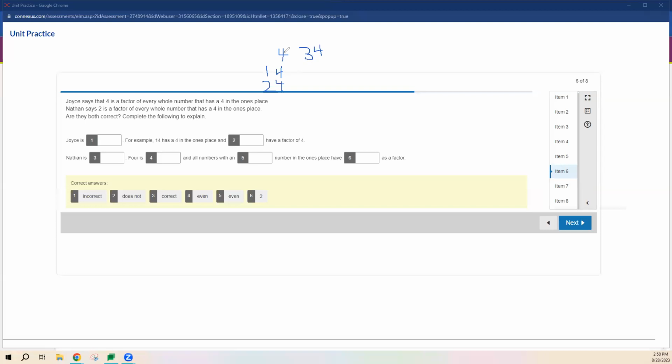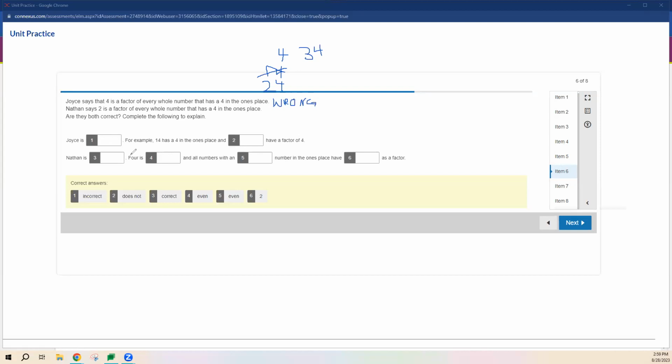Okay. Is 4 a factor of 4? Yeah, 1 times 4, right? Is 4 a factor of 14? Does 4 times something equal 14? Nope. So Joyce is wrong. Okay. This is not right. I'm just going to write wrong. Wrong. Okay.